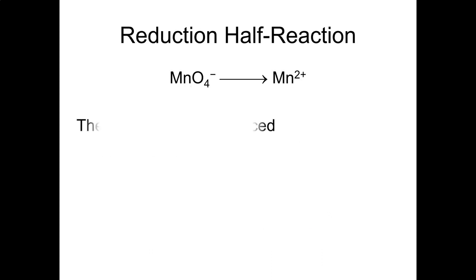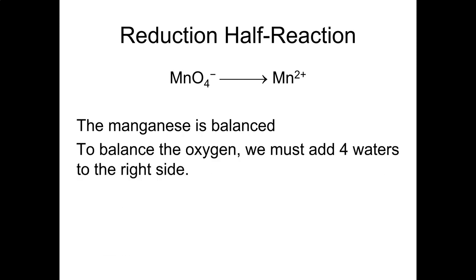All right, reduction. The manganese is balanced. See, it's 1 and 1. We don't care about the charge, right? We do it in order. That's something I want to emphasize. You have to do things in order. So after you balance the elements, then you balance the O's. How many O's? You need 4 on the right. So we're going to add 4 to the right.